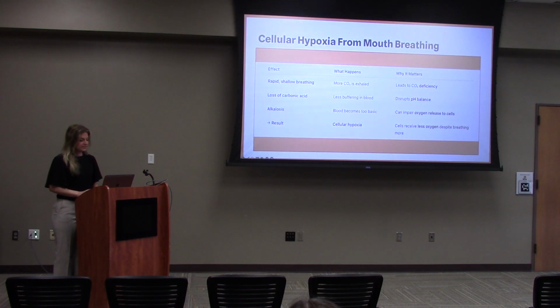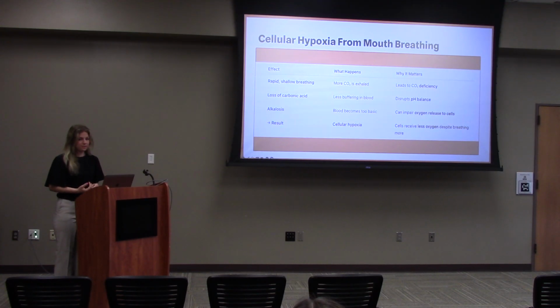Mouth breathing can lead to cellular hypoxia because of the shorter rapid breaths, because they cause more carbon dioxide to be removed from the body compared to nasal breathing. Less carbon dioxide in the lungs correlates with a reduced amount of carbon dioxide in the blood, and this causes a loss in the amount of carbonic acid.